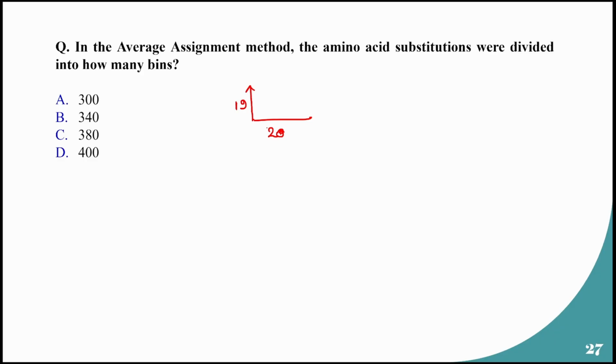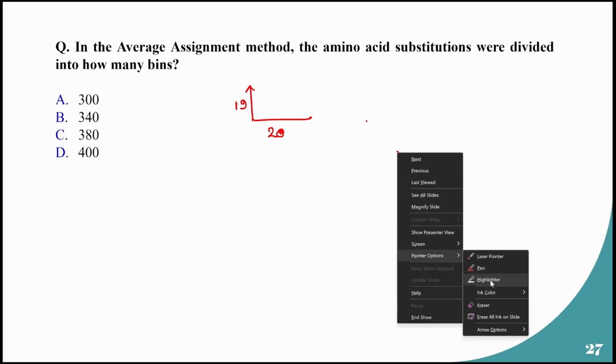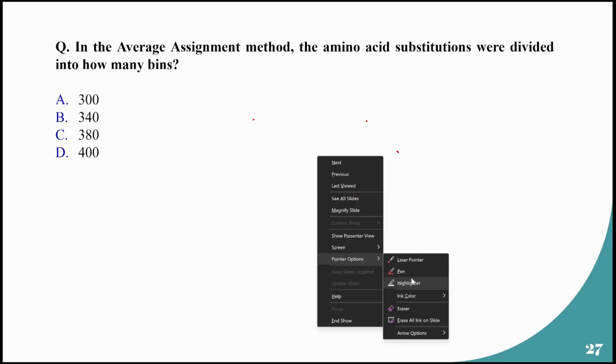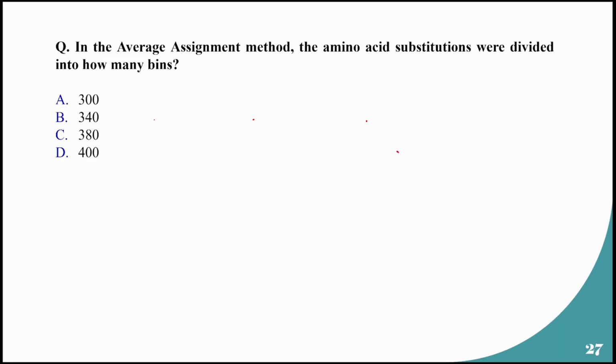So if you divide the entire data set for the average assignment method, you don't need to write out all of the 20 times 20, 400 bins. What you can do is that you could have gotten 20 times 19 bins, right? And you would have been able to list out all of the values there. Okay. So the 380 value is the total number of bins that the amino acid substitutions are divided into in this particular example. Okay. So now what are bins?